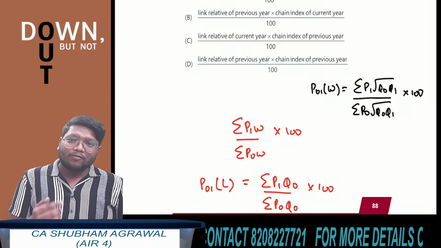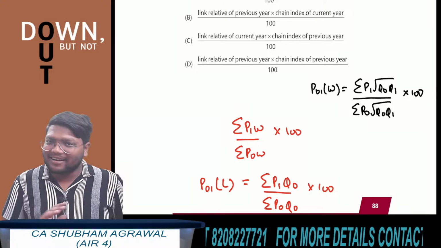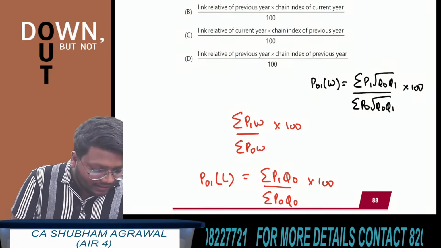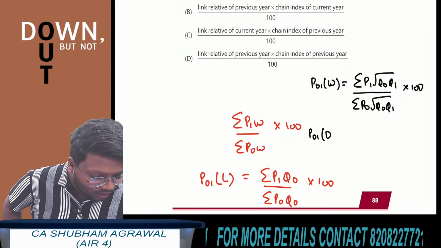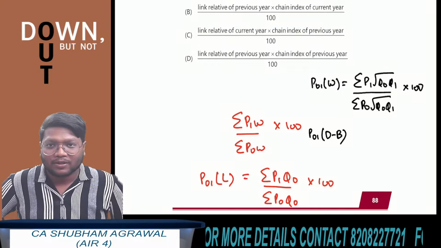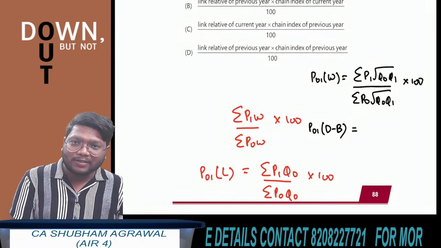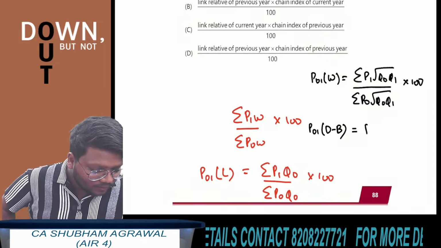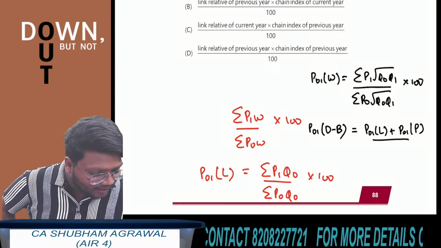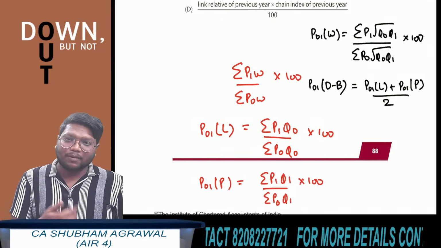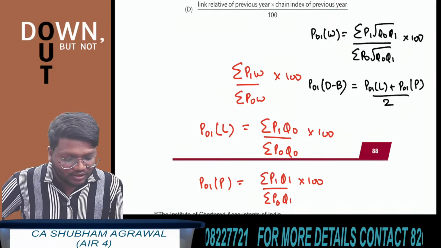In Walsh price index number, we have to take weight as geometric mean of base year and current year quantity. And there is also one more price index number which is called Bowley's price index number, or you can say Dorbish-Bowley price index number. What is the formula? Arithmetic mean of Laspeyres and Paasche's price index number, P01L plus P01P whole divided by 2. So these are the formulas which you have to remember.